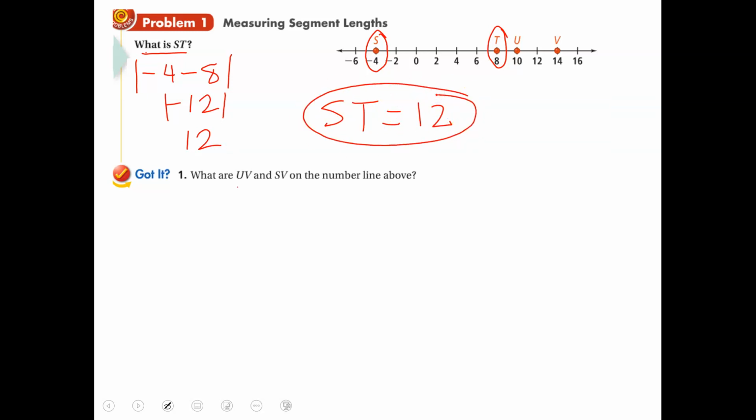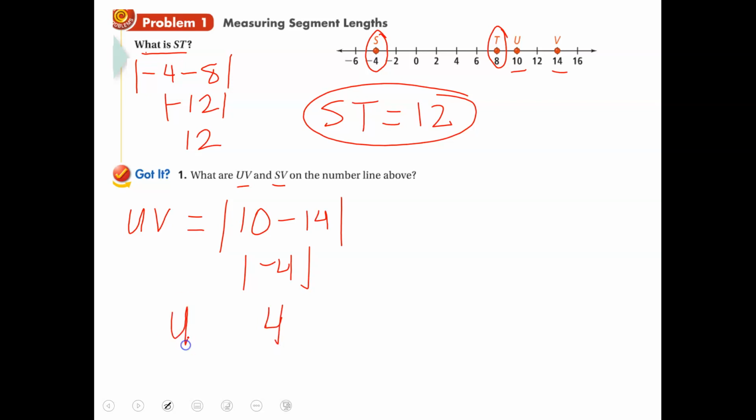You can do the same thing with other lengths on that number line. So for example, to find UV, we're going to find the distance between point U and point V by subtracting and taking the absolute value. So 10 minus 14, absolute value of that. Absolute value of -4 is 4, so UV equals 4.